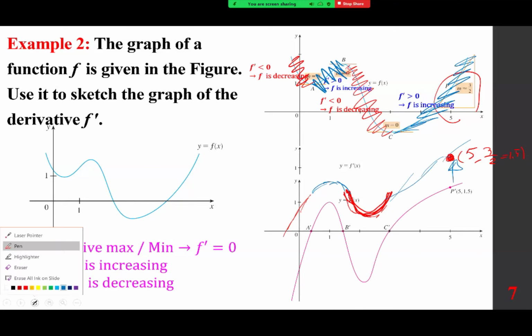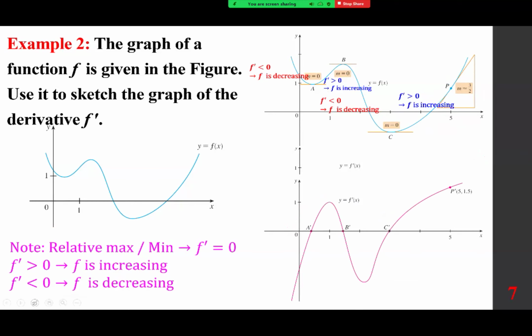Let me clean up my mess. And as you can see, A corresponds to f prime of A equals 0, B corresponds to f prime of B equals 0, C corresponds to f prime of C equals 0, and this pair corresponds to 5 and 3/2 or 1.5. This is decreasing, increasing, decreasing, increasing. Decreasing below the x-axis, increasing comes up and hits back to 0, decreasing below the x-axis, and then increasing above the x-axis. Very straightforward.